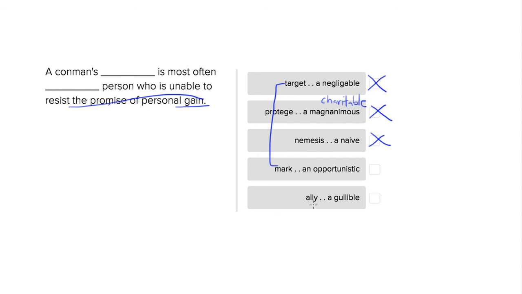So it makes sense that this would be something good, but I think that opportunistic goes a lot better with the promise of personal gain, since someone who's gullible is someone who's just being deceived, but someone who's opportunistic is someone who's looking to get richer, looking to make a lot of money. So that's why I think choice D is going to be slightly better than choice E.